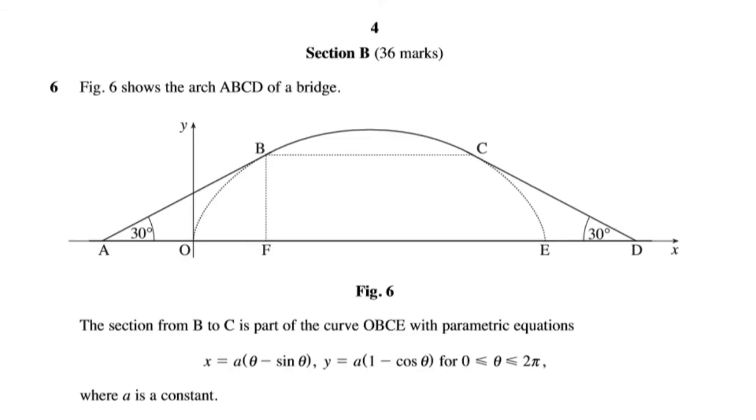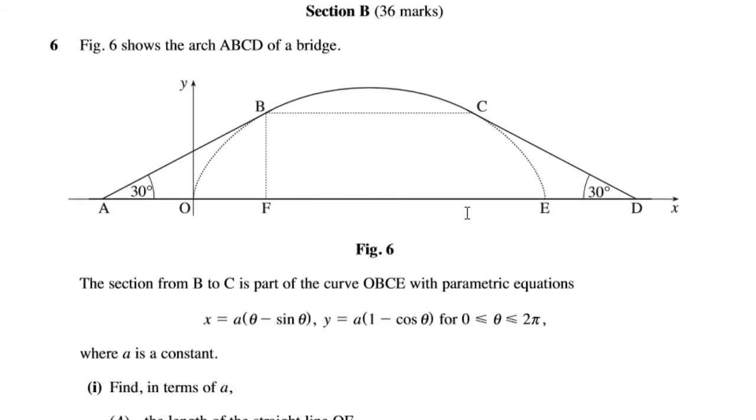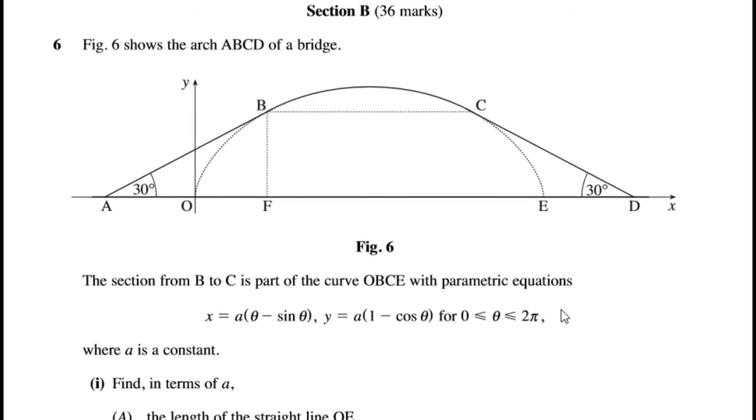And it is again the first question on section B. This is question 6, and it is a parametric sort of question, and note that it has something to do with trigonometry, and it uses radians because any graphs use radians for its trigonometry. Find in terms of A the length of straight line OE, and well, this is basically finding the x coordinate of E because O is 0, 0.